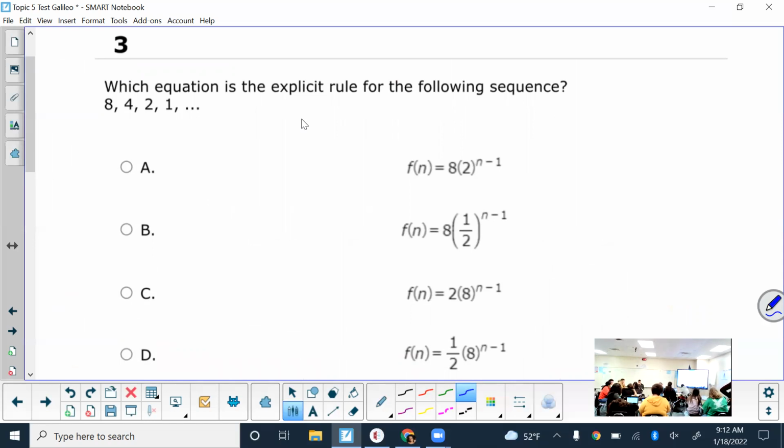It says, which equation is the explicit rule for the following sequence? So here's the provided formula. It's a sub n equals a sub 1 times r to the n minus 1. It'll be on the whiteboard during your test, so if you need it, look at the whiteboard or write it on your pink paper now. To use this formula, what two things do I need to identify?